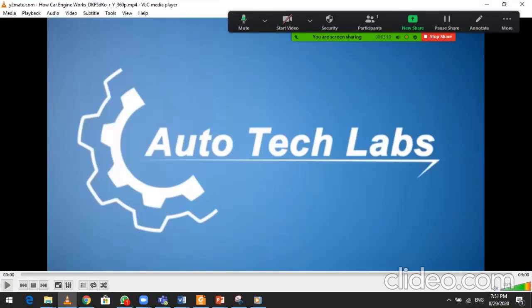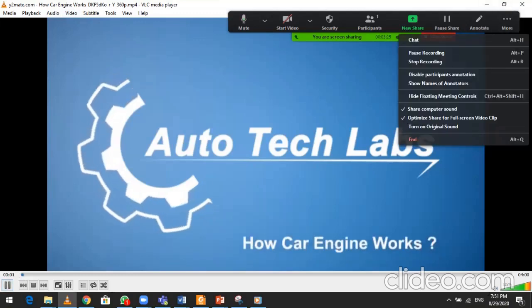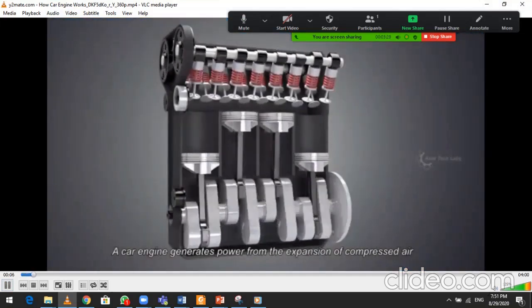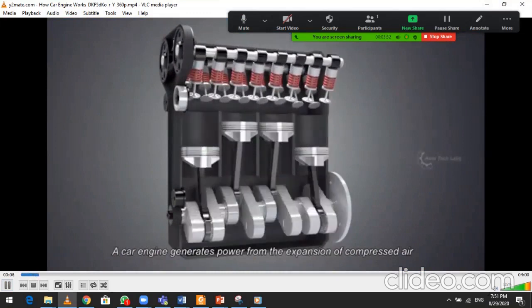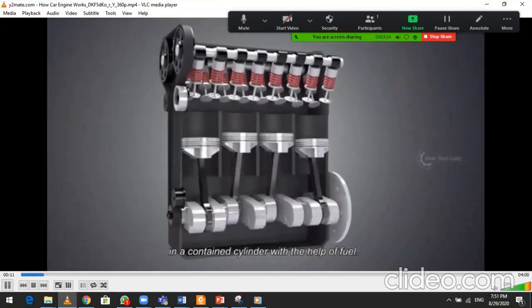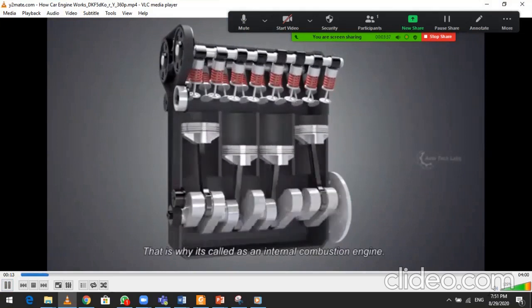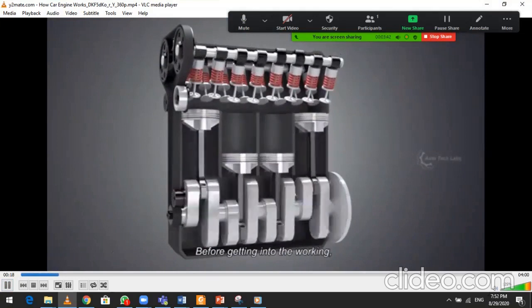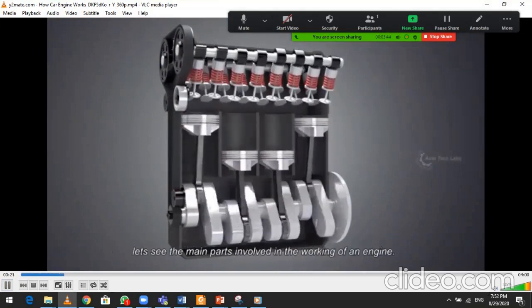Okay, in this video you will learn about how a car engine works. It is talking about the engine, then you will understand the classification of engine. First of all, learn about engine. A car engine generates power from the expansion of compressed air in a contained cylinder with the help of fuel. That is why it's called an internal combustion engine. Before getting into the working, let's see the main parts involved in the working of an engine.